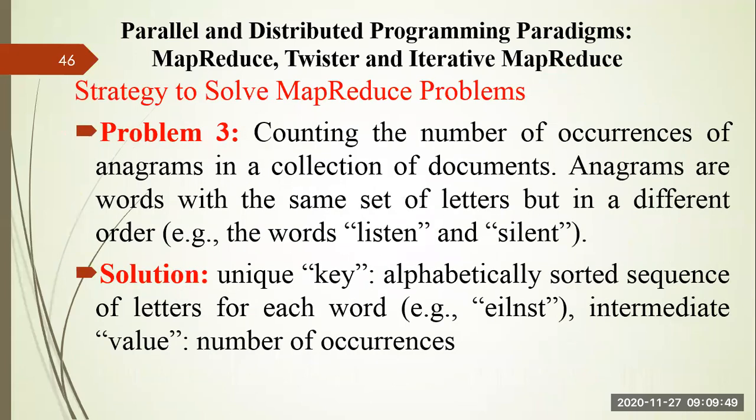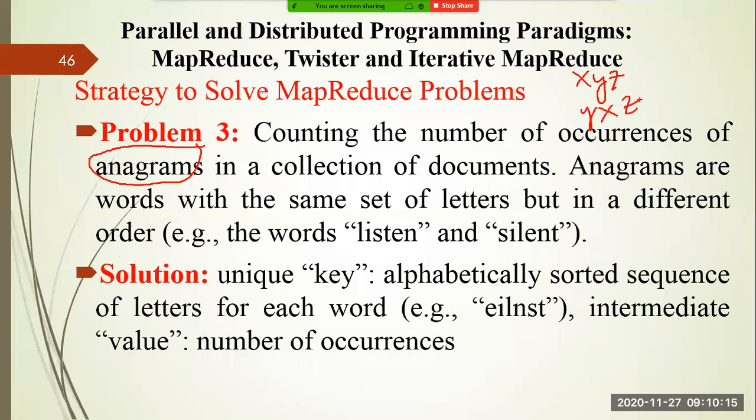Come to the third one. Third one is saying counting the number of occurrences of anagram in a collection of documents. What do you mean by this word anagram? Anagram is a word with the same set of letters but in a different order. For example, you are writing XYZ, somebody is writing YXZ, somebody is writing ZXY. All these words are the same. So one of the very good examples is given here.